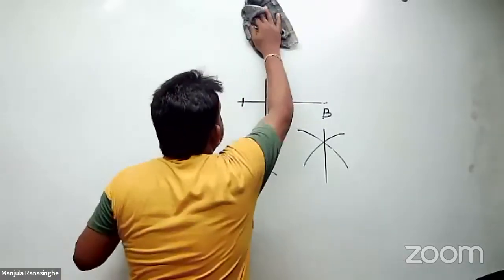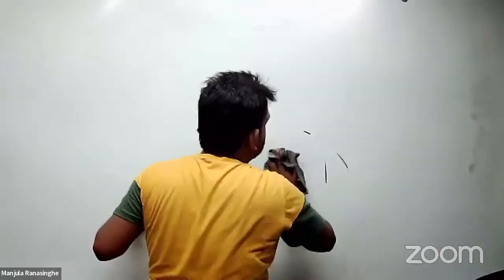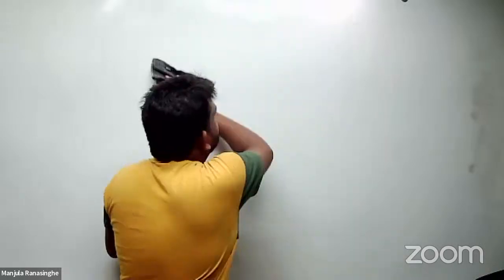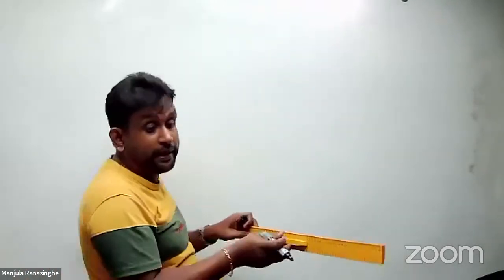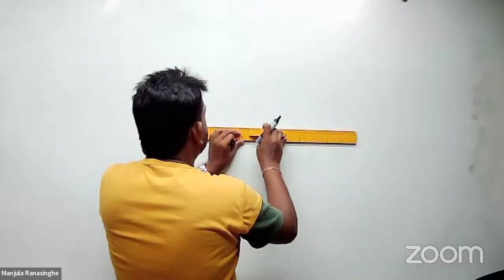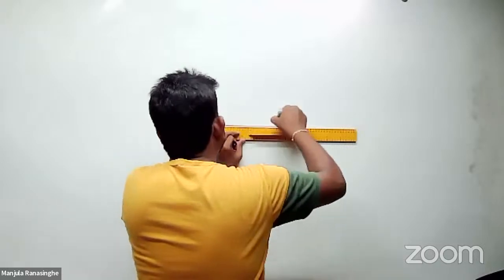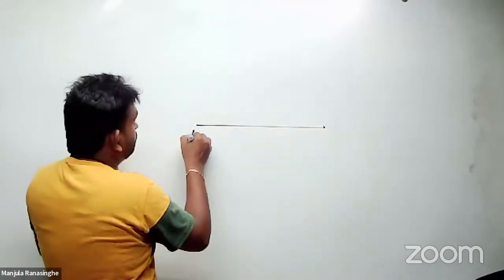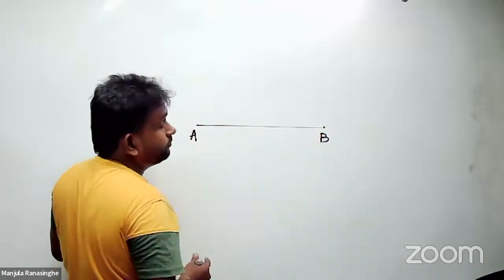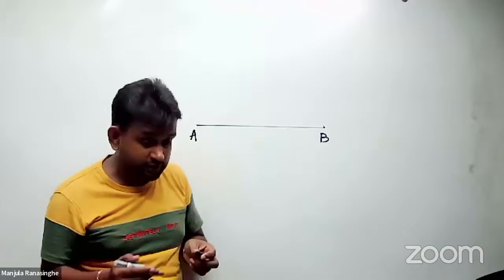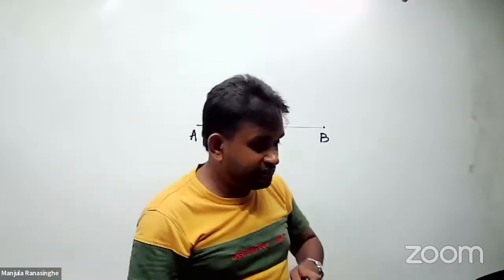So for drawing parallel lines, we have several methods. But I indicate here, when a distance is given, how to draw a parallel line. Imagine they are saying draw a parallel line to this line AB with 5 centimeter distance. So the distance is given, and there are several methods.